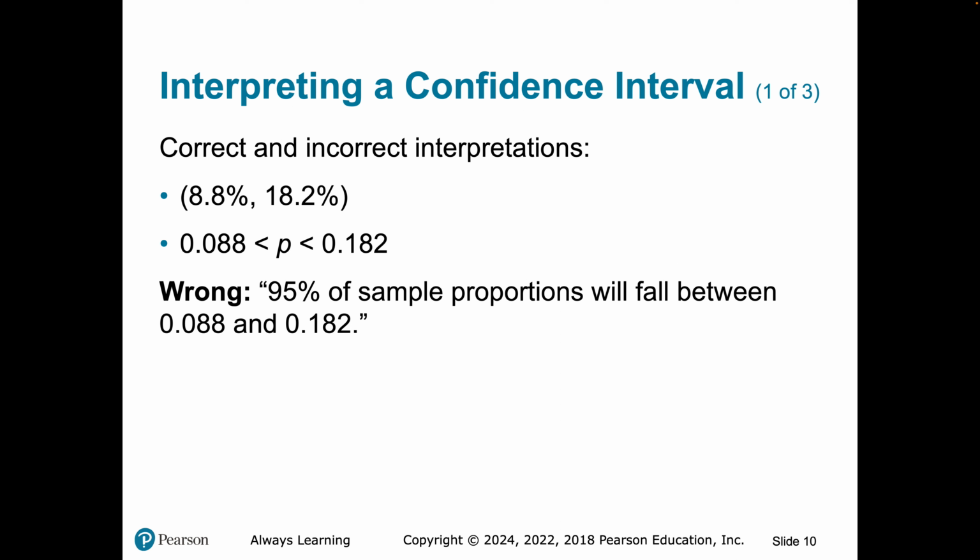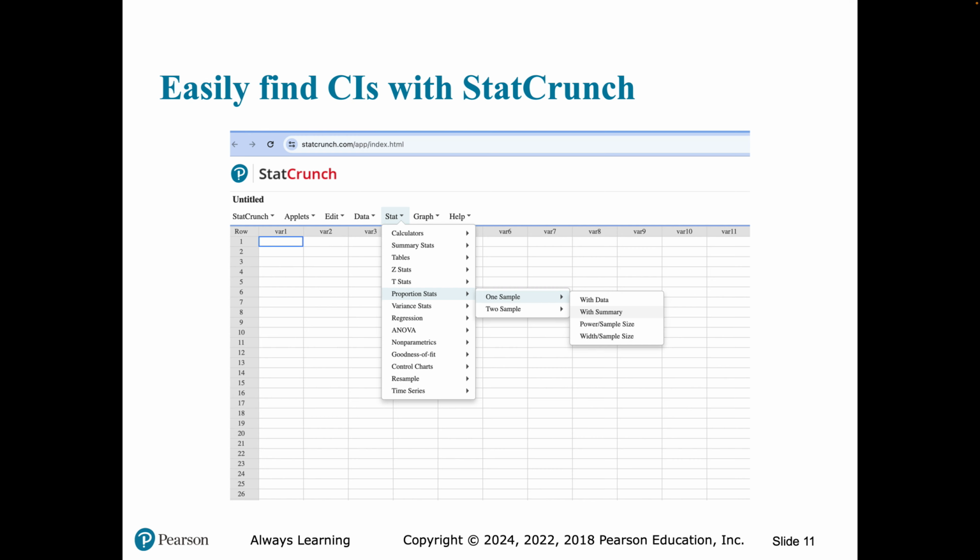Another incorrect interpretation: 95% of the sample proportions will fall between there and there. That's just incorrect. We have one sample proportion. It falls right in the middle. It's our point estimate, but we can't make statements like that.